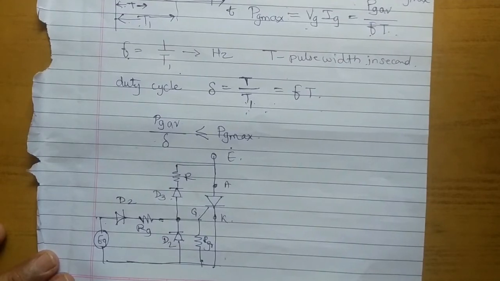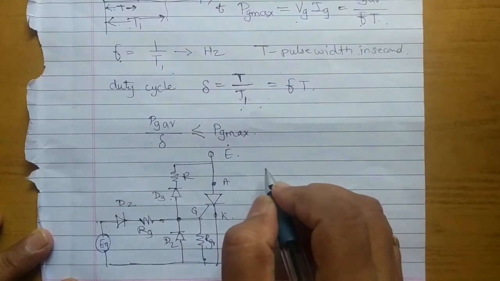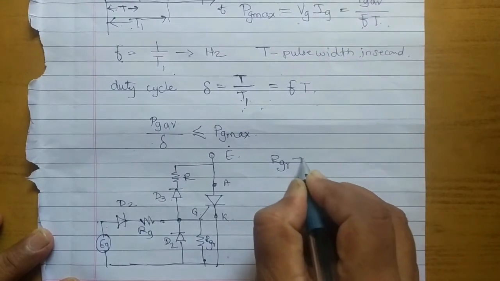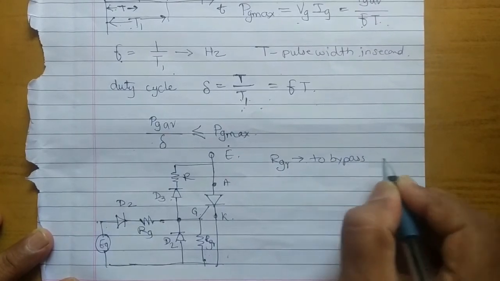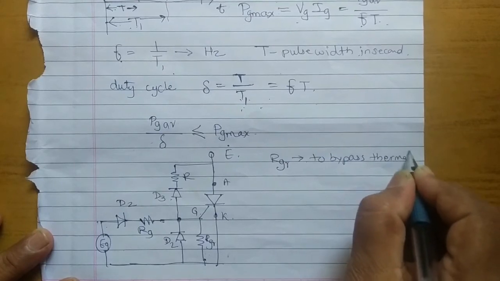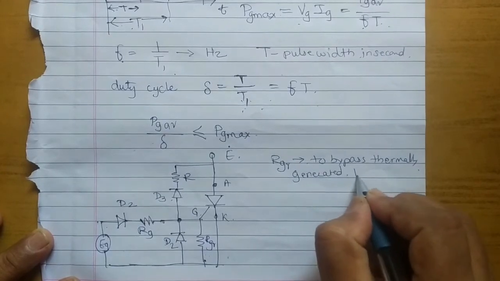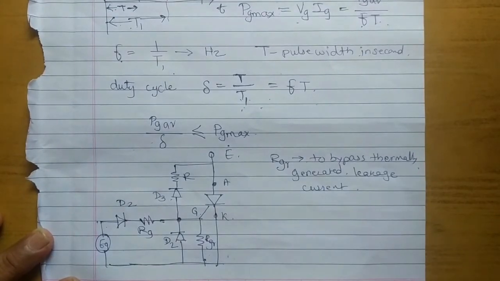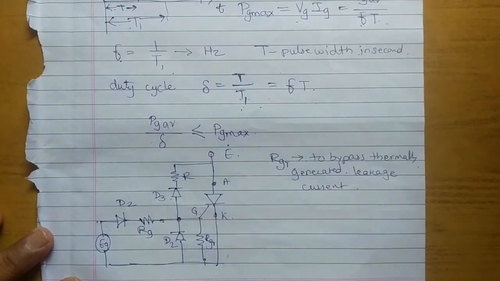Now I will give one hint to you, that this resistor RG is required to bypass the thermally generated leakage current. It is not like that in every circuit this should be present. Again it depends upon the designer, how we are going to design it.